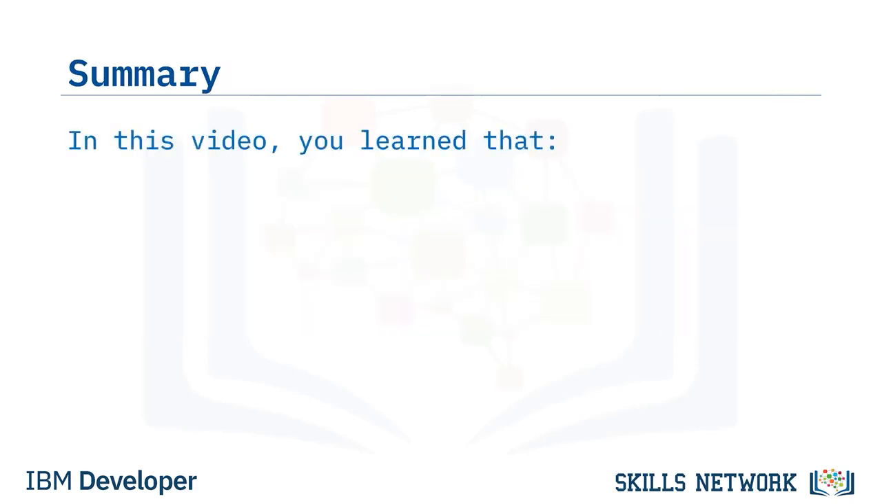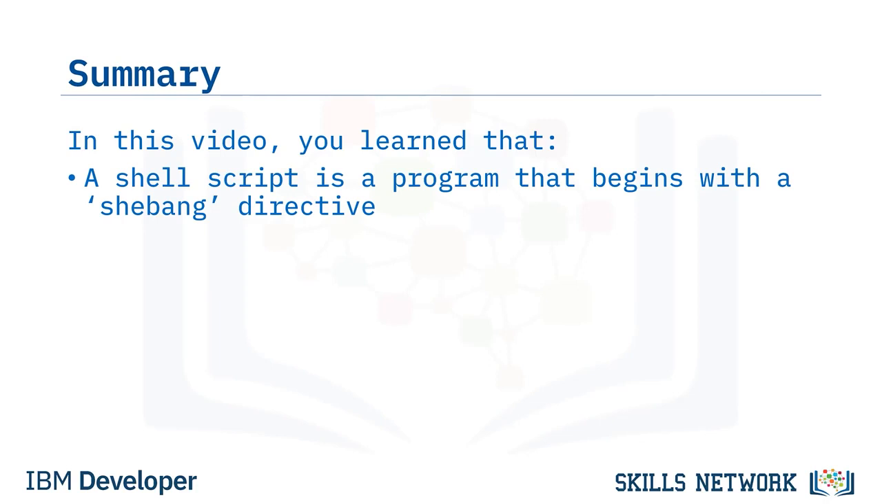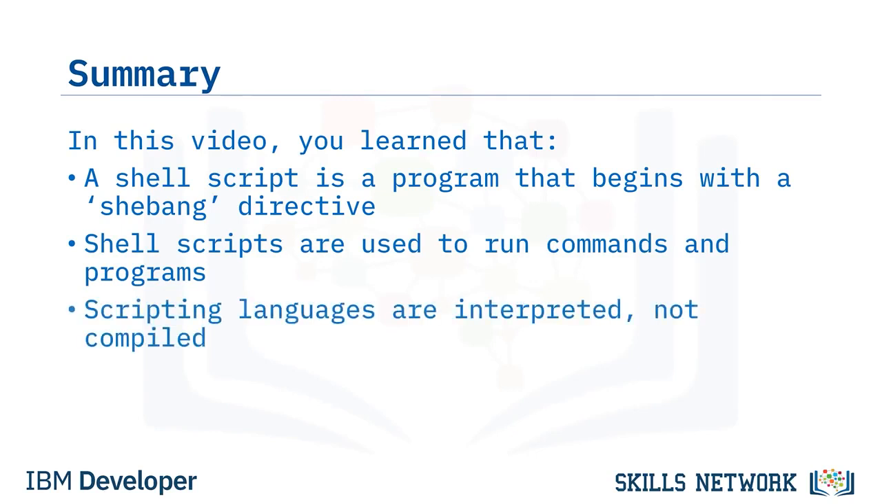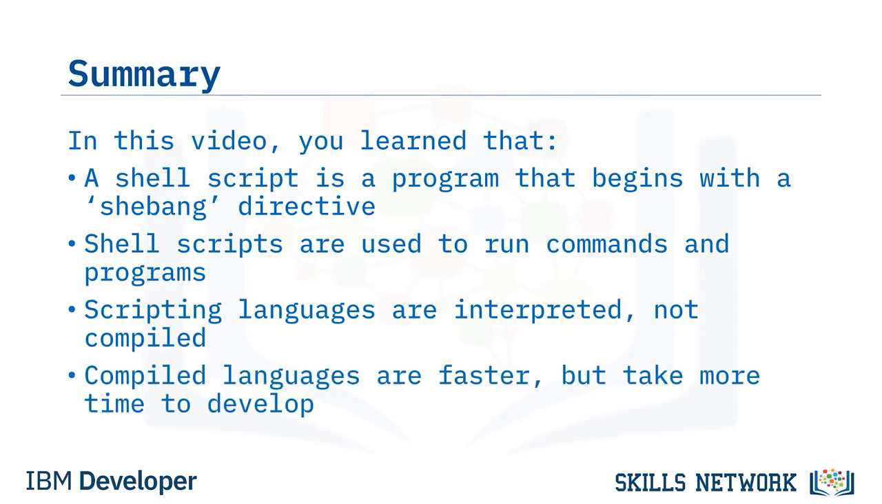In this video, you learned that a shell script is an executable text file that begins with a shebang interpreter directive. A shell script can be used to execute commands as well as run other programs. Scripting languages are not compiled, they are interpreted at runtime. And compiled languages may be much faster than scripting languages, but they also require more development time.